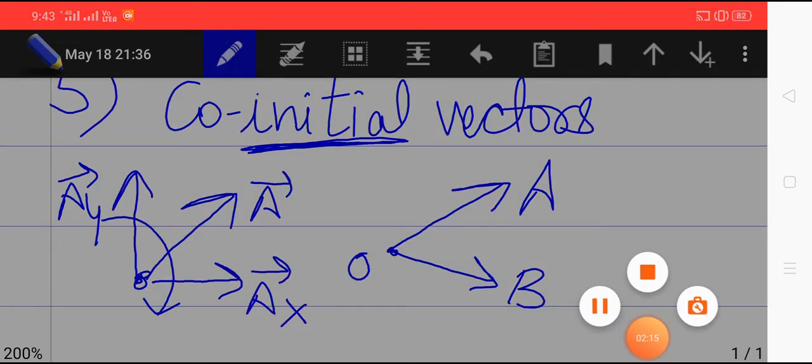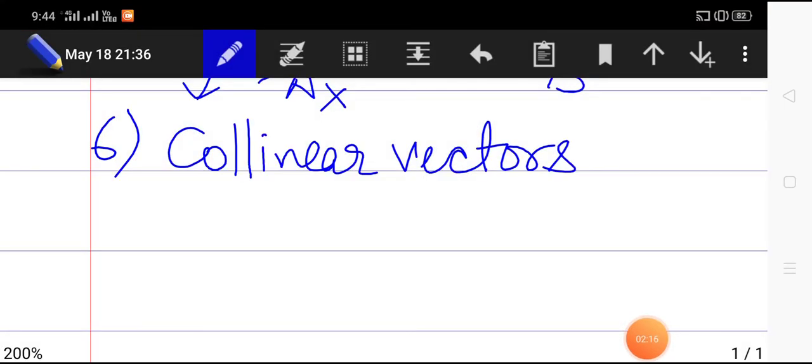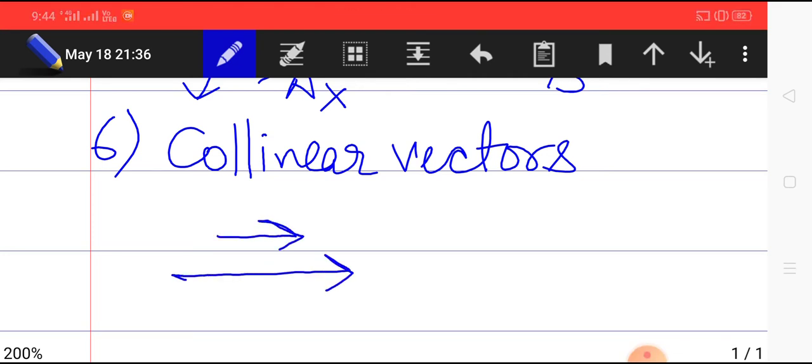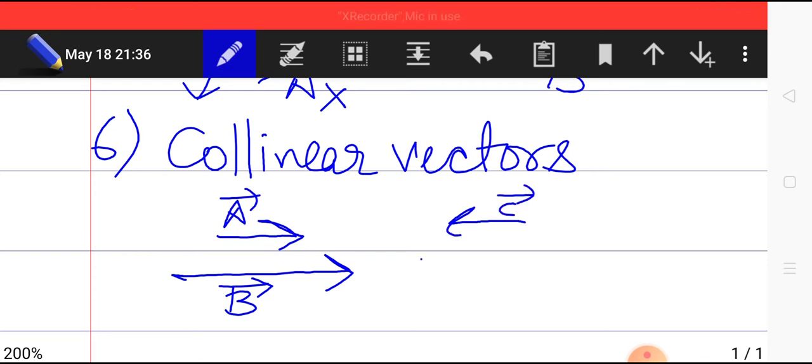Next is collinear vectors. Collinear vectors are those vectors which may or may not be equal in length, but they are parallel to each other. So here you can see A and B are collinear vectors. Direction in collinear vectors can be opposite also. For example, if this is vector C and this is vector D, they are still collinear vectors.